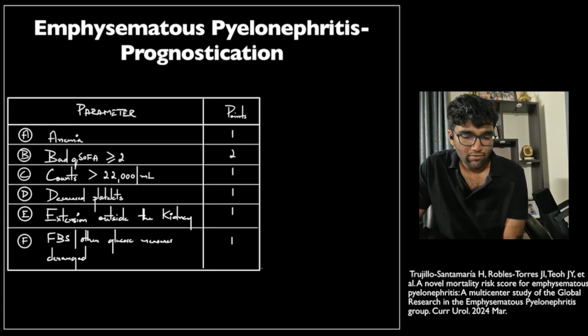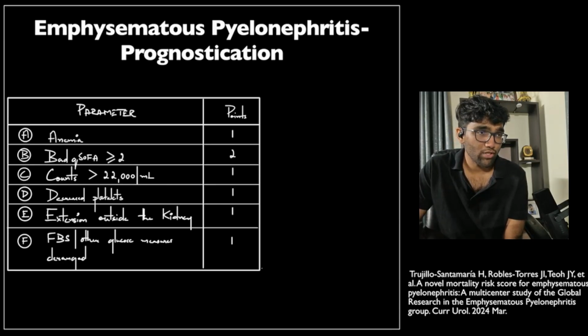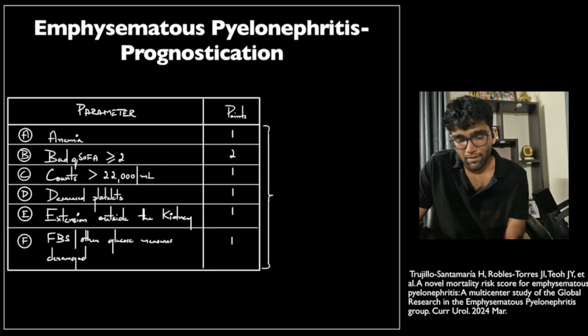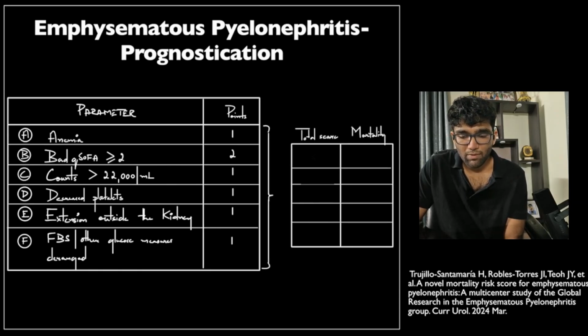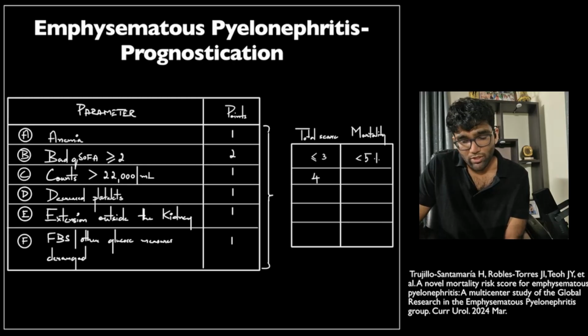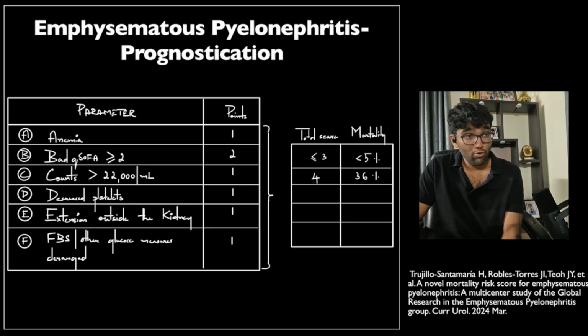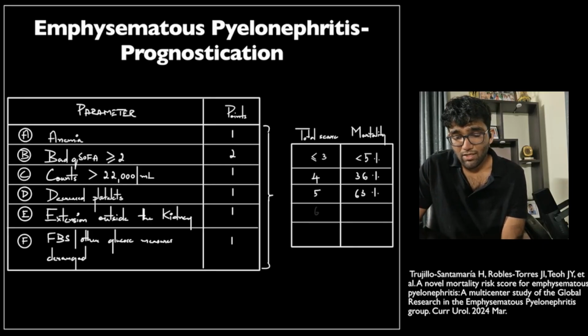We give a point each for all of these, except for bad qSOFA more than or equal to 2, which gets 2 points. If you add all of this together, you can subclassify the patient as having less than or equal to 3 points, which would mean less than 5% mortality. 4 points, where the mortality shoots up to 36%. 5 points, where it rises exponentially to 63%. 6 points, in which case it is 83%, and when it's more than or equal to 7, it's essentially 100%.